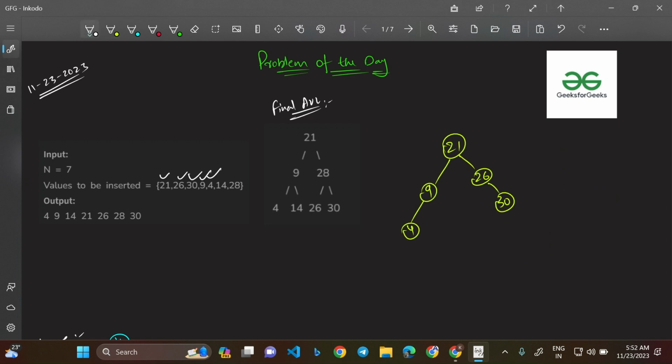Okay, now come to this other part. So last one, 14. Now 14, where can you insert 14? 14 is less than 21. So come to your left. 14 is greater than 9. Come to its right. So add 14 here. Fine. Now it's still balanced?